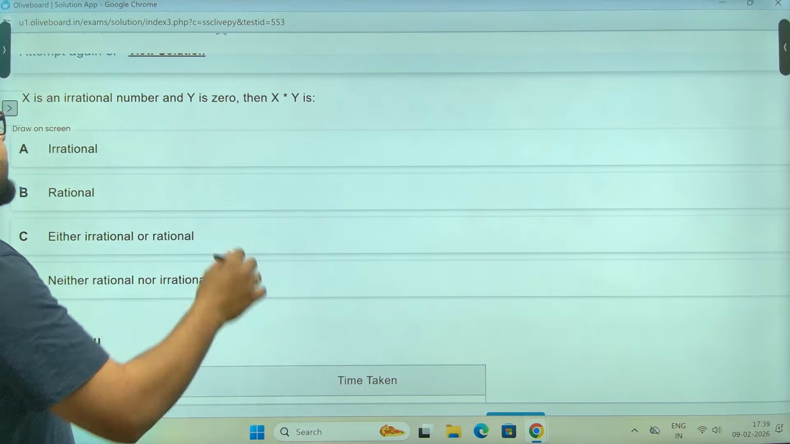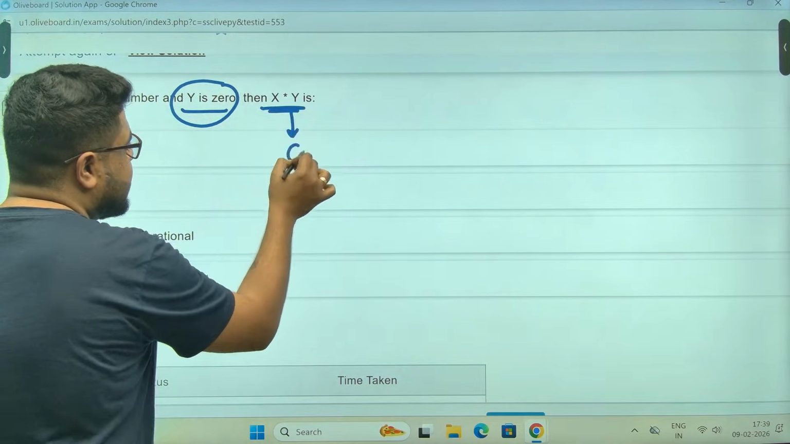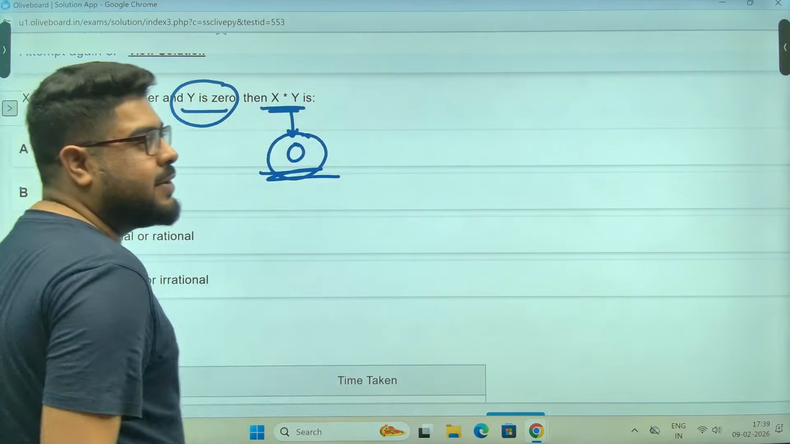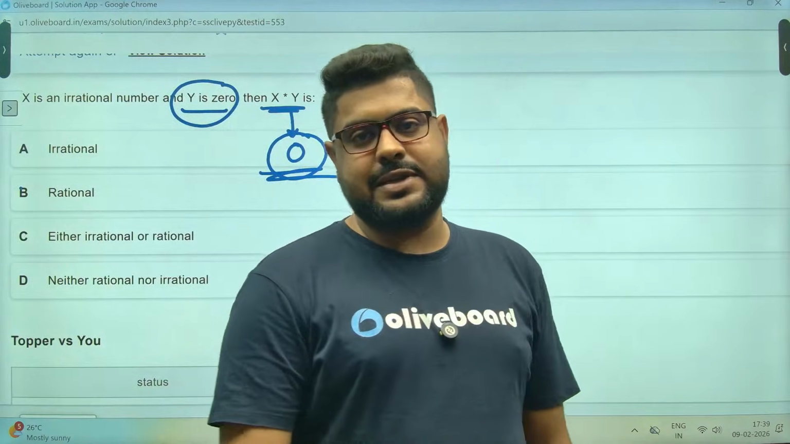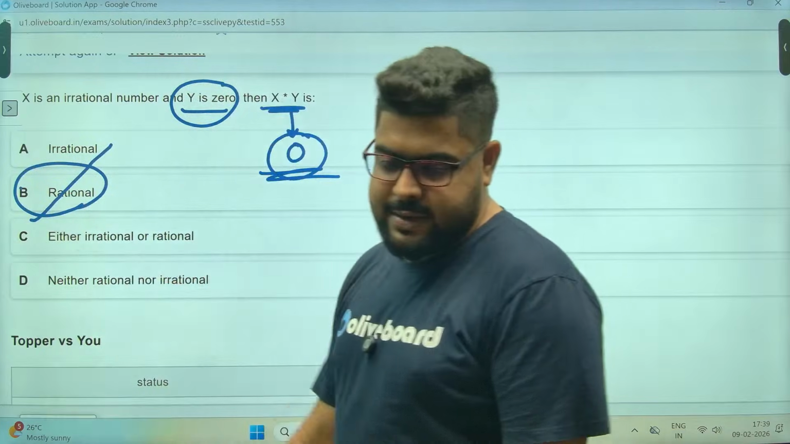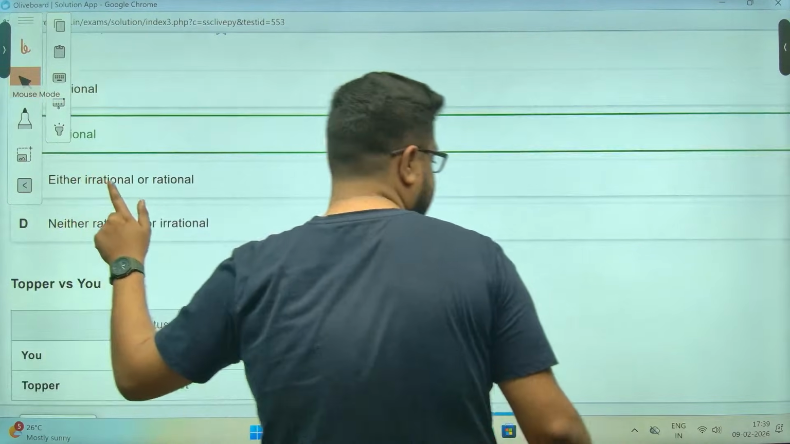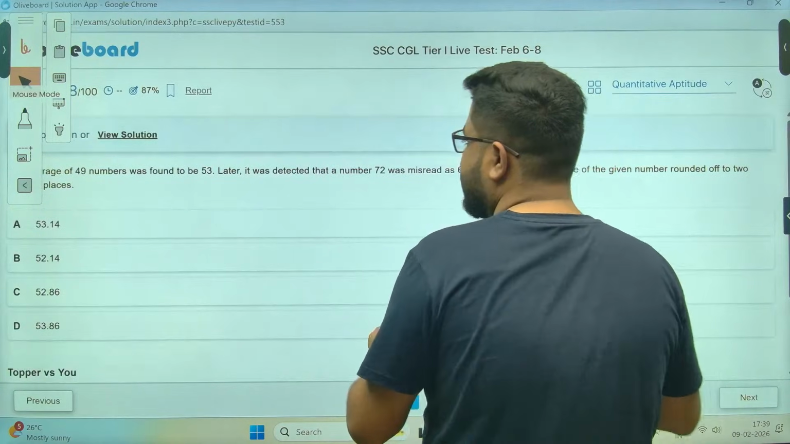X is an irrational number and Y is 0. Then X into Y is 0, sir. Any number into 0 is 0 and 0 is a rational number, sir. So answer is option number B, rational. Again, without calculation, 10 seconds. Done. Next one.